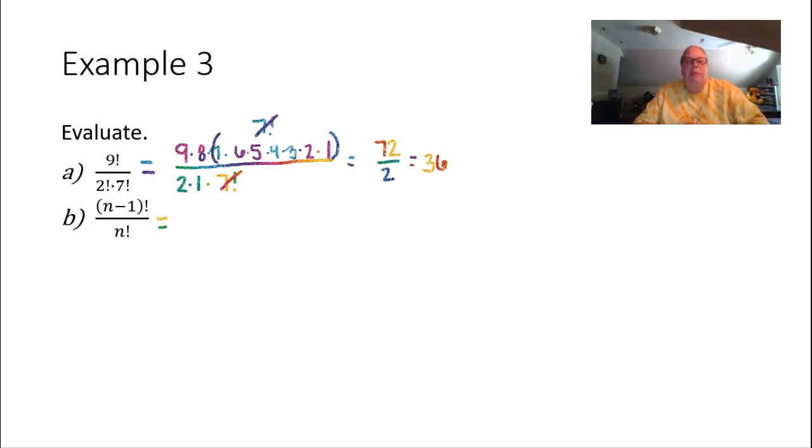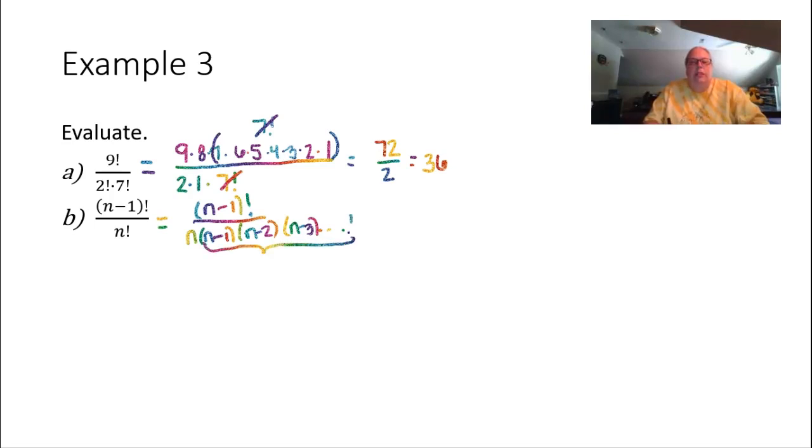Part B, we have n minus 1 factorial divided by n factorial. Okay, n minus 1 factorial is going to be n minus 1 times n minus 2 times n minus 3. So we're continuously decreasing that one. But n factorial can be written as n times n minus 1 times n minus 2 times n minus 3, and so on. And this piece right here is actually the same thing as n minus 1 factorial.